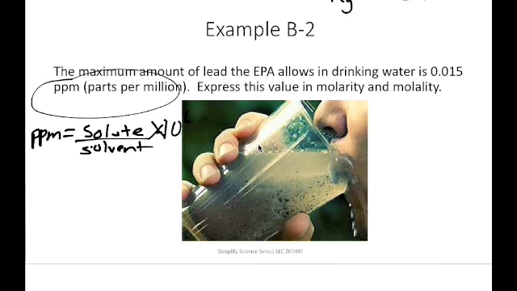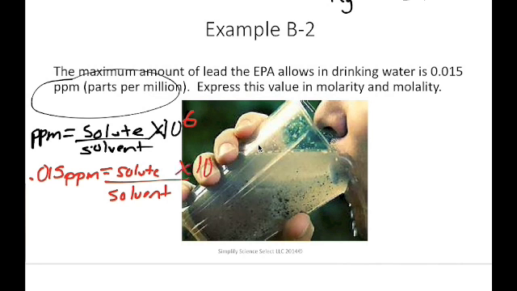Okay, so now if you were to take a look at this, we were given 0.015 parts per million. So 0.015 parts per million equals the mass of the solute divided by the mass of the solvent, times 10 to the sixth. So when you take this and you divide both sides by 10 to the sixth, and then you assume that the solvent is just 1 kilogram, what you end up with is a mass of approximately 1.5 times 10 to the negative eighth kilograms, and that's in 1 kilogram of solvent.